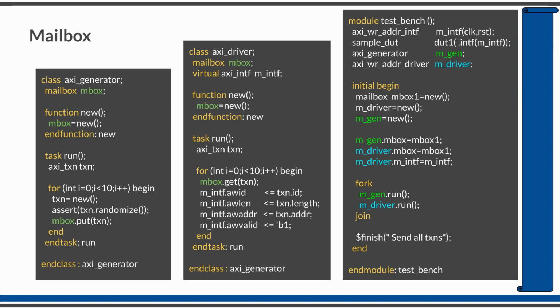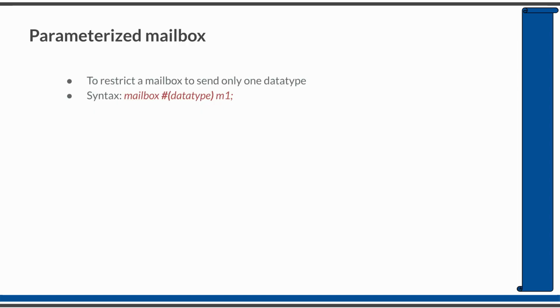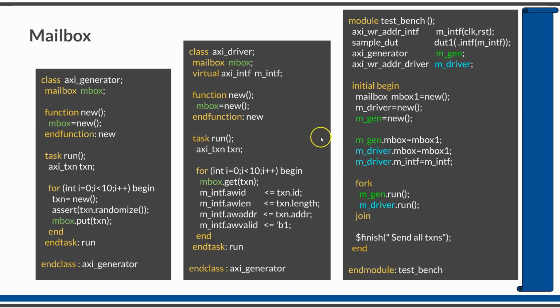Now you will learn more about mailbox. So you have seen about mailbox, which is general in type. So just by declaring these mailboxes, even though we are sending only a specific type of transaction to this mailbox, you can put anything into this mailbox. You can put an integer, a string, whatever it is. So we are not restricting anything here.